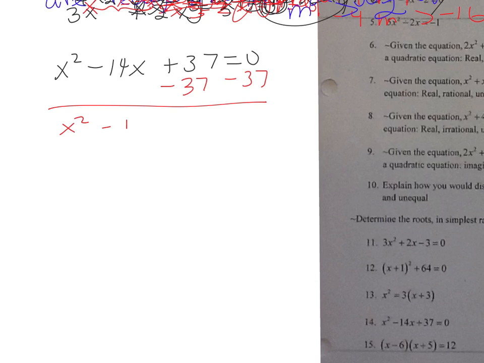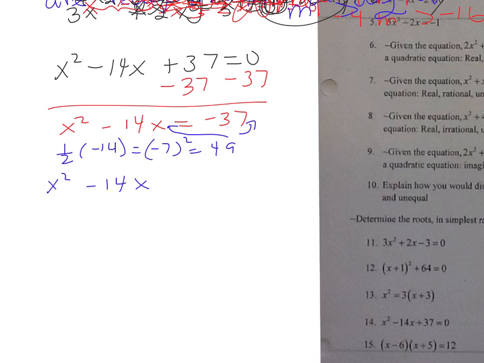x squared minus 14x is equal to negative 37. Now I do half of negative 14, which is negative 7. Square it, you get 49. You're going to add it to this side and over into here, so that we get x squared minus 14x plus 49 equals negative 37 plus 49, which is 12.